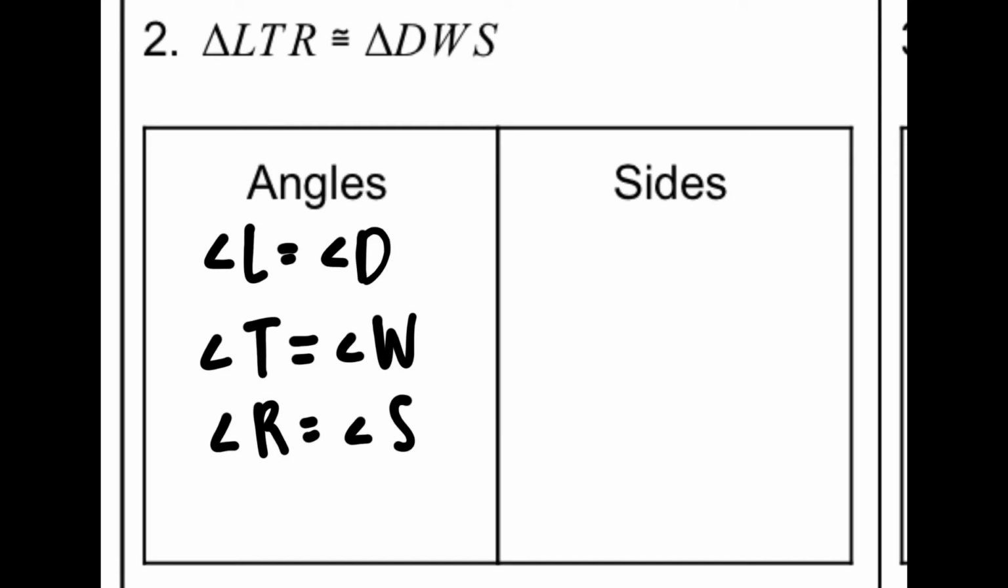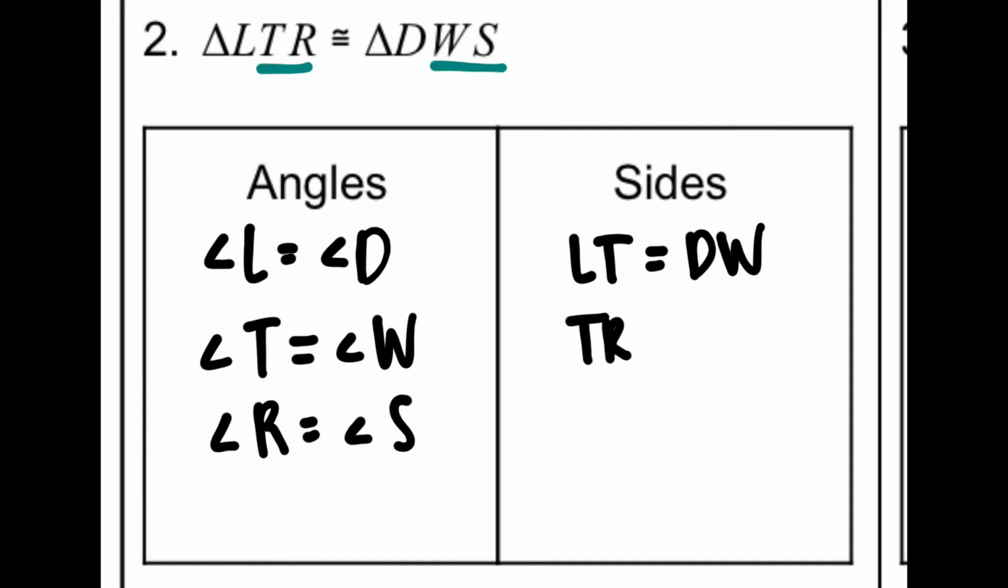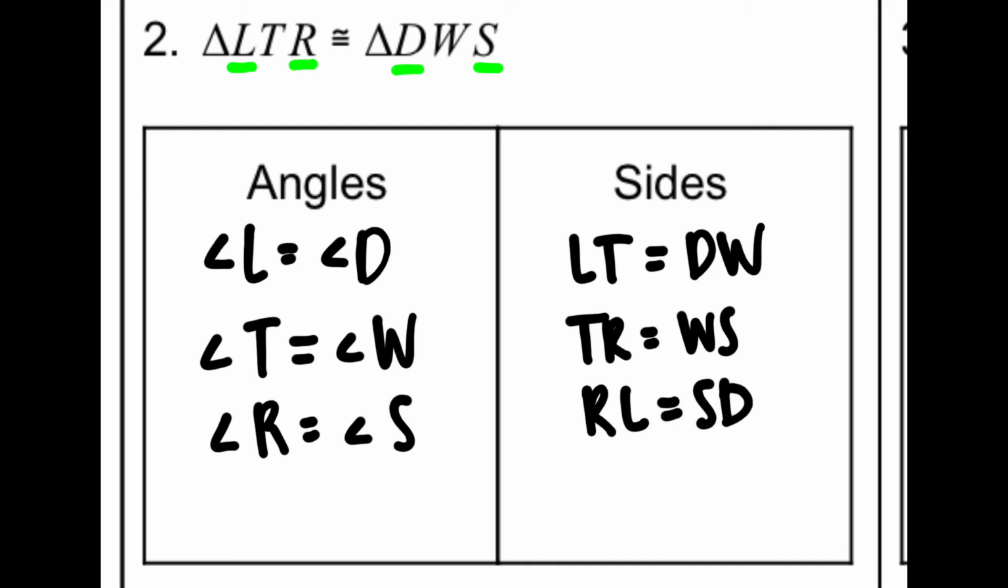And then remember, for your sides you're using 2 letters. So I'm looking at the first 2 letters of each triangle. That means that side LT is equal to DW. I do the second and third letters now. So side TR is equal to WS. And finally, for that last set, I look at the third and the first of each triangle. So that tells me that RL is equal to SD.